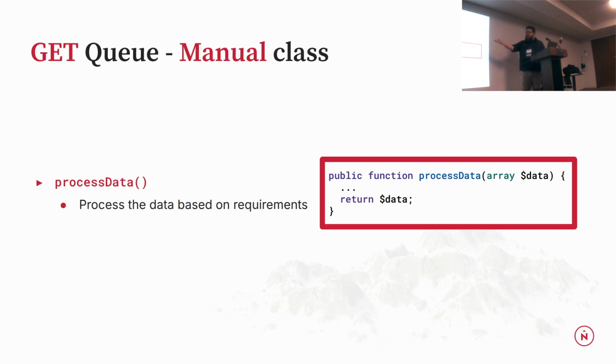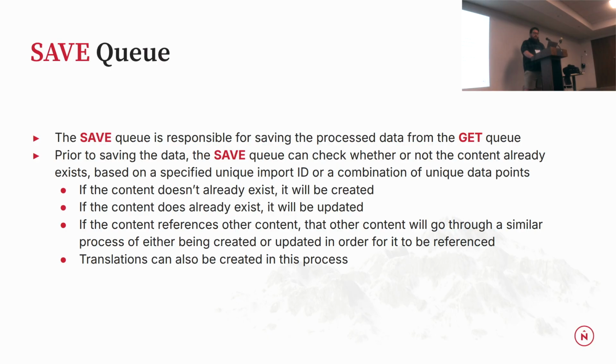And again, yes, so we have our manual class, whatever processing you need to do based on business requirements. So we've made the save queue. We got to process those. So it's responsible for saving anything that we get from the get queue. So prior to saving the data, we can actually then check whether or not the content already exists, maybe based on specific, like an import ID, or a combination of unique data points, so we're not duplicating data.